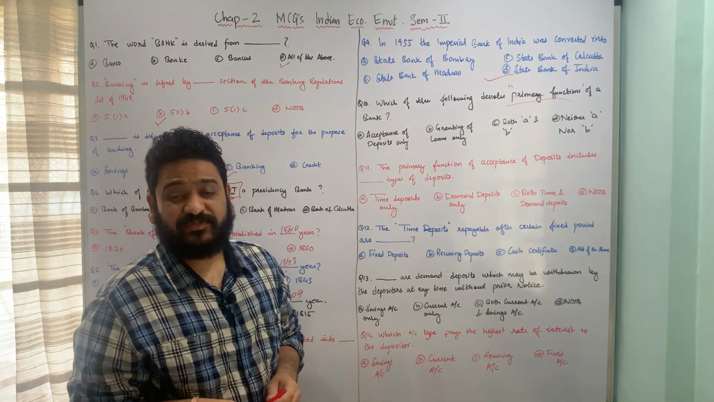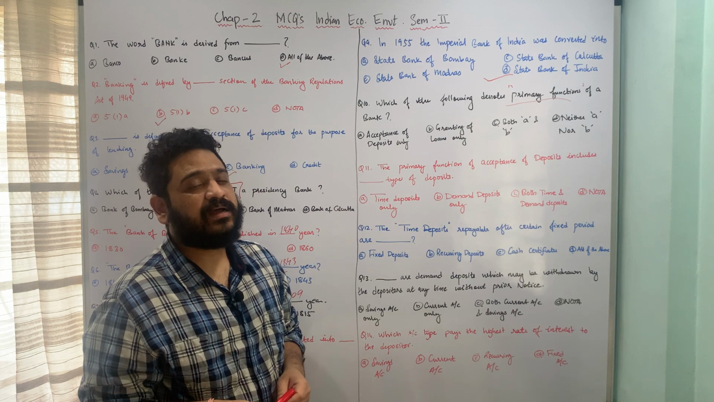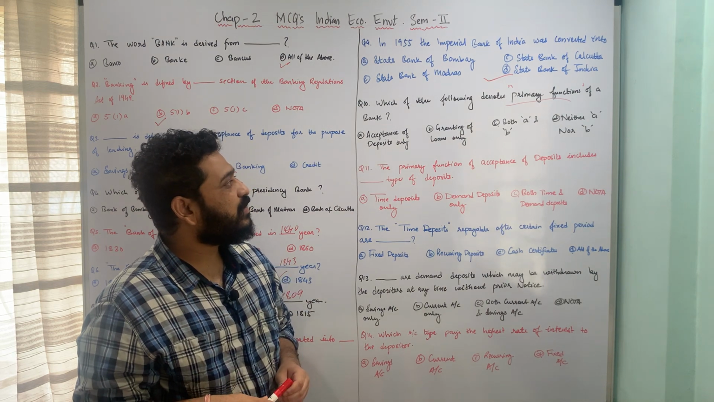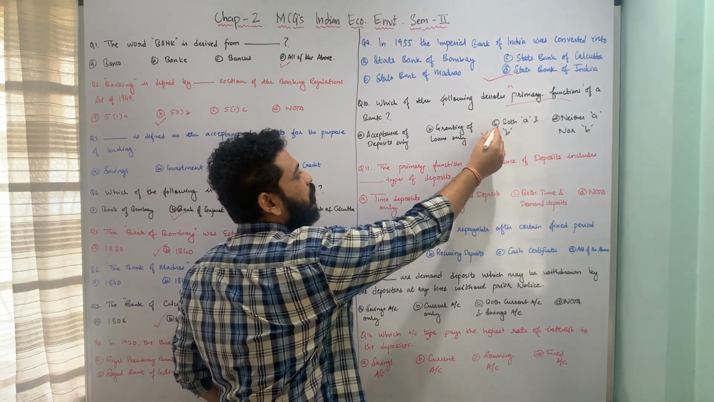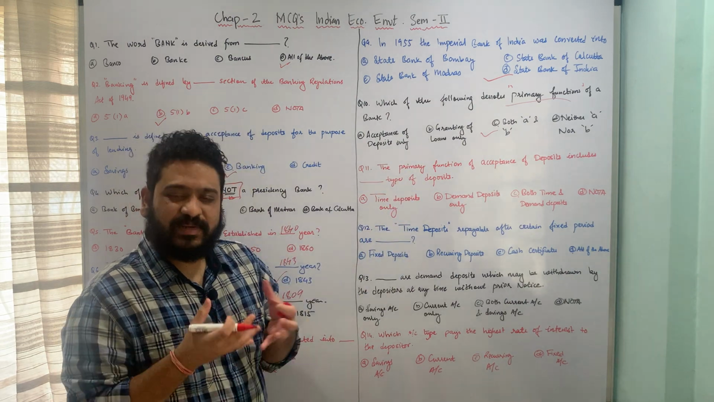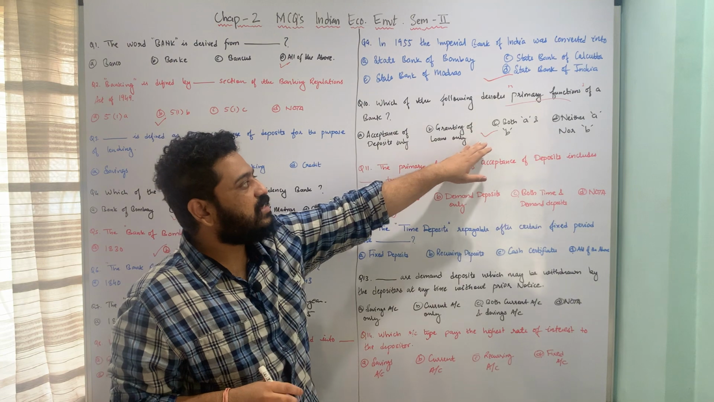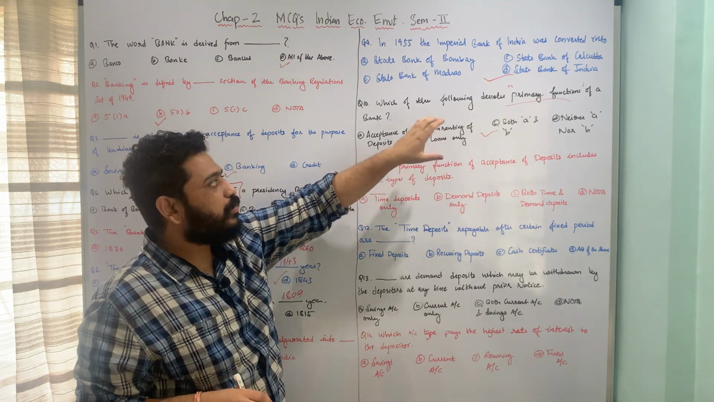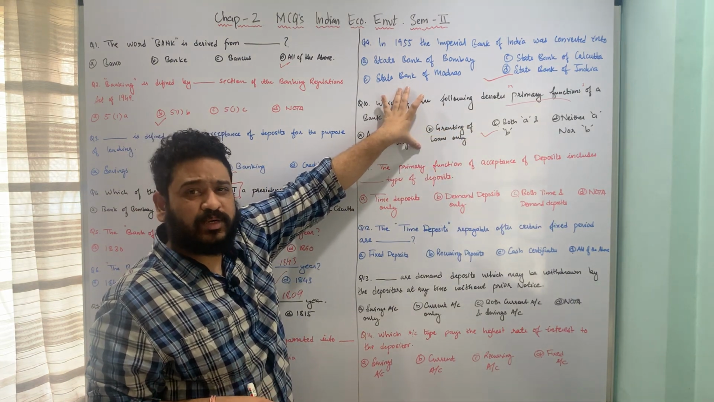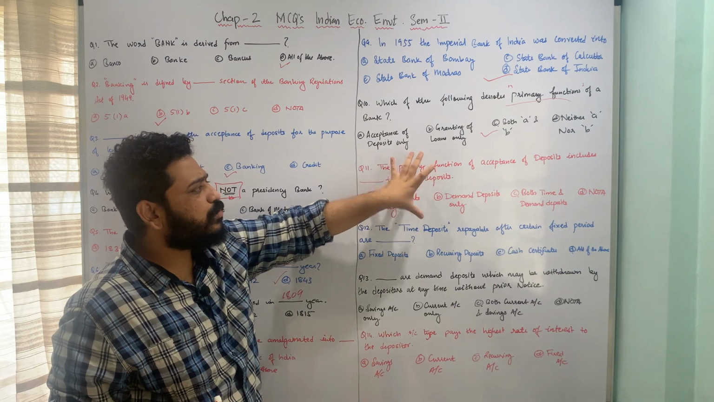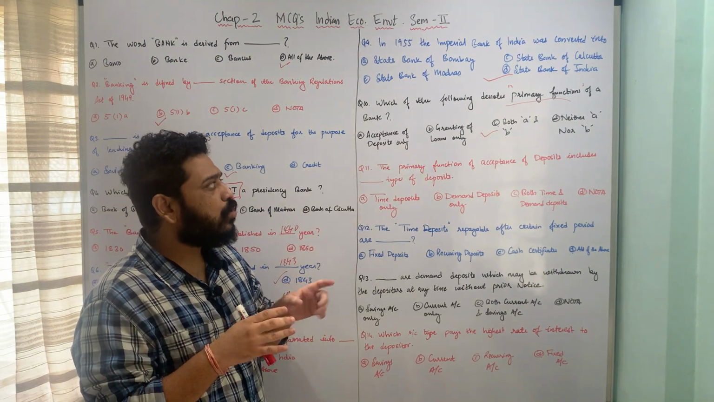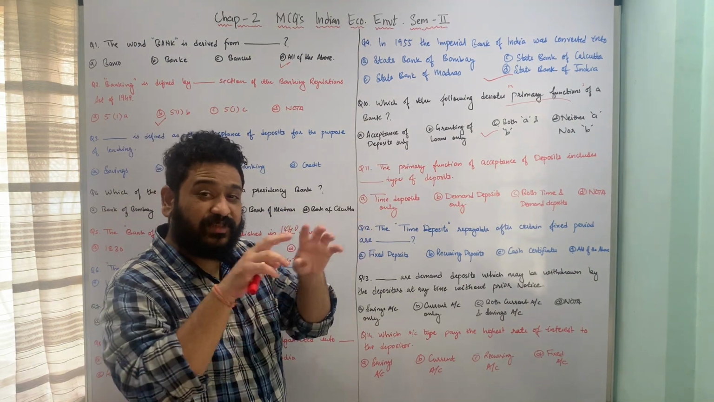So here the primary functions of a commercial bank in India are denoted by both A and B, that means option C, which talks about acceptance of deposits as well as granting of loans, and therefore option C, both A and B, is true with respect to this question. I hope the question is clear. Let us now move to the next one. Now this is in relation to one of the functions, one of the primary functions.